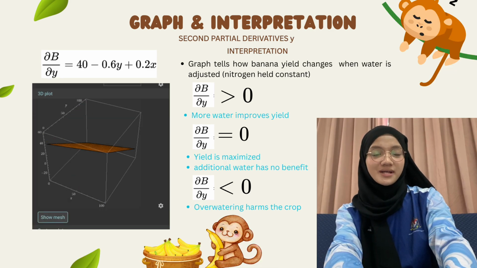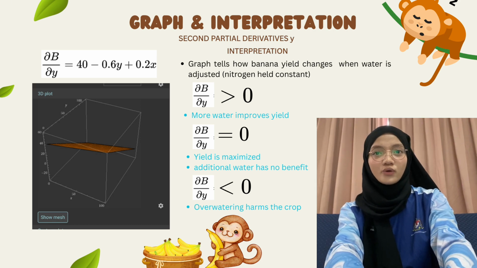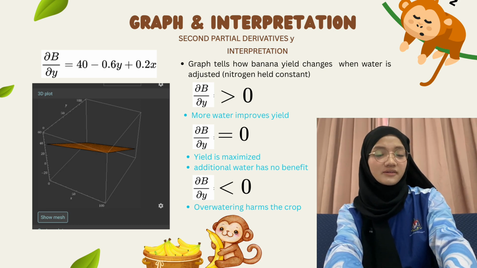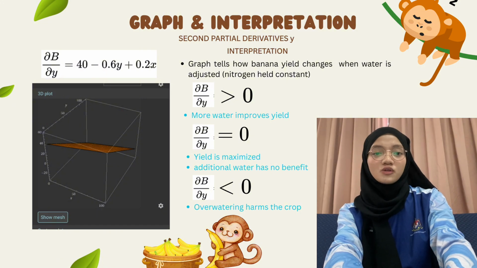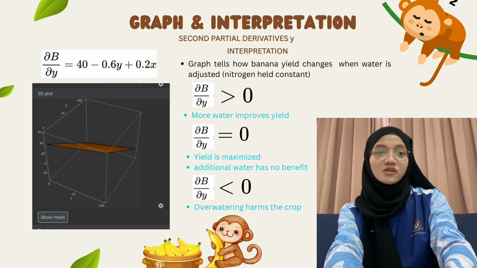This graph shows how banana yield responds to changes in water application when nitrogen levels are held constant. The relationship is described by the partial derivative of b with respect to y, which equals 40 minus 0.6y plus 0.2x. The graph reveals three important scenarios.